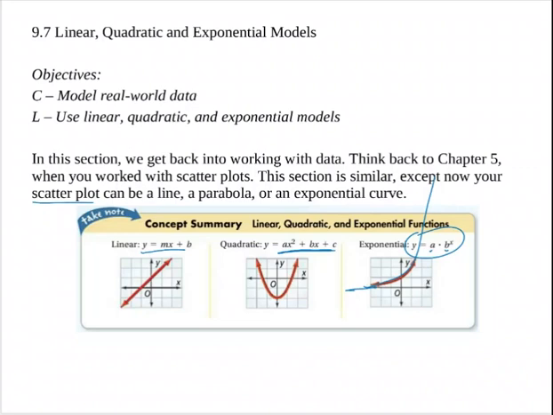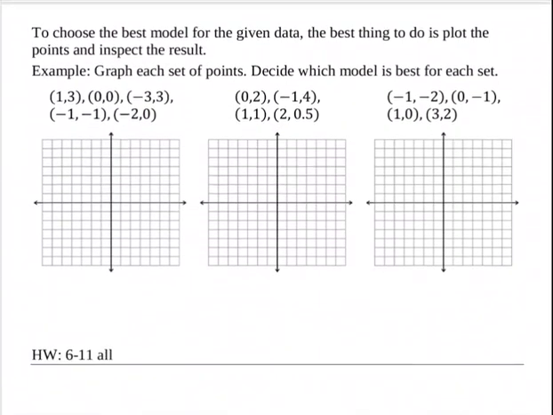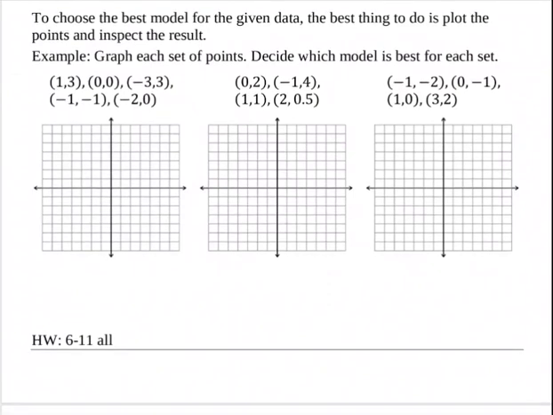So now we know that. To choose the best model for the data that you're dealing with, all you do is make your scatter plot. Plot all the data that you have, or the ordered pairs that we have here, and then look at it and say, oh, this kind of looks like a line, or this kind of looks like a parabola, or oh, this kind of looks like a hockey stick, and then decide, okay? So that's what we're going to do now. Graph each set of points and decide which model is the best.